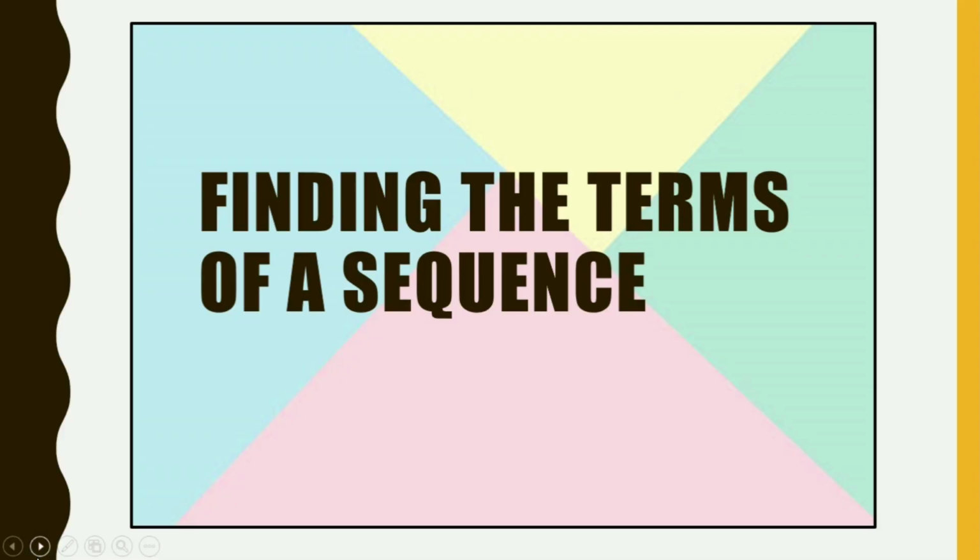But before we proceed, let us first have a quick review on what we mean by an arithmetic sequence. In mathematics, an arithmetic sequence is also called an arithmetic progression. It is a sequence of numbers such that the difference between consecutive terms is constant, and that constant number is our common difference. Finding the terms of a sequence.